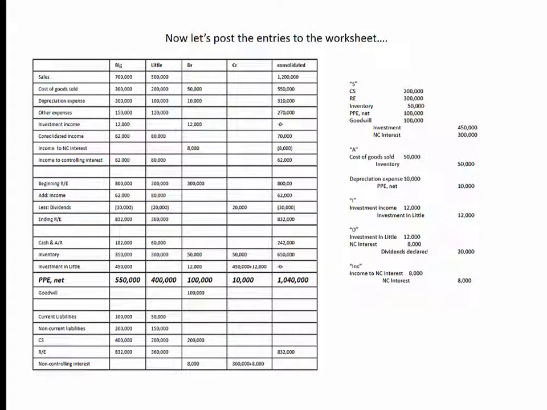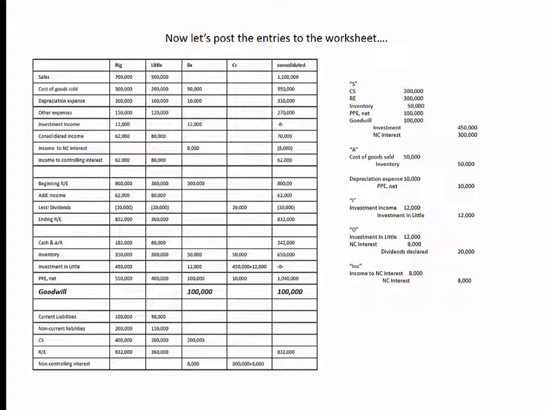Property, plant, and equipment net, as reported, we had $950,000 between Big and Little combined. We went ahead and wrote Little's property, plant, and equipment up by $100,000, but then took away $10,000 due to amortization or depreciation. So total property, plant, and equipment net on the consolidated balance sheet is $1,040,000.